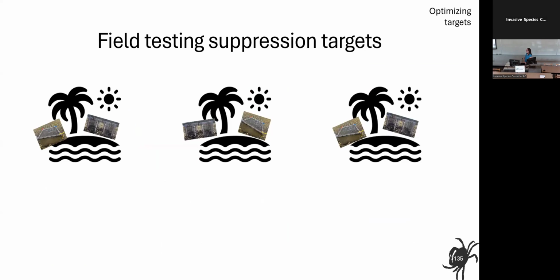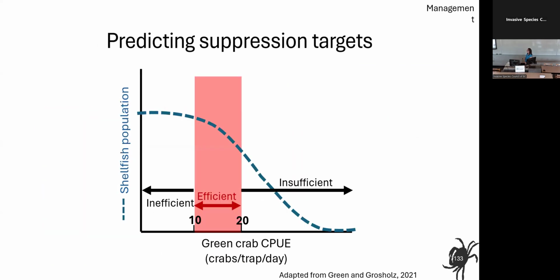That is a really good question. I did speed over that. So this one or the one before? This one? Perfect. Essentially what this graph is trying to convey is if you have a green crab catch per unit effort and your trapping isn't decreasing that CPUE enough, you're not really going to see a major return in the shellfish community. So your effort is insufficient at that point.